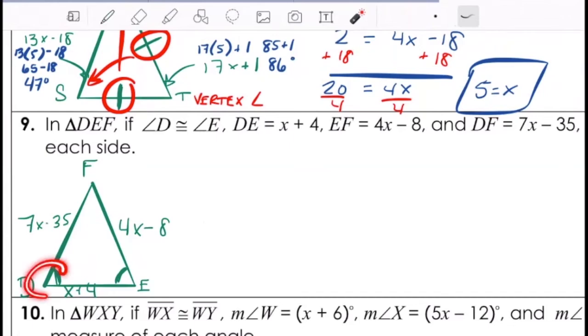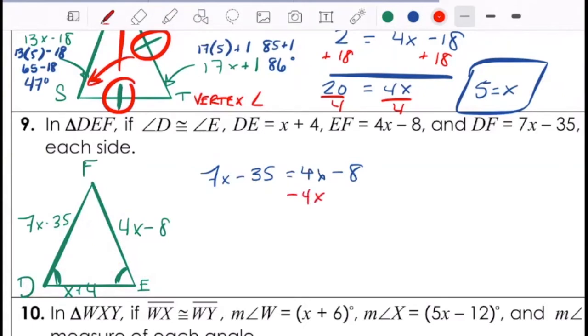So remember, guys, if these angles are congruent, that means their opposite sides are also congruent. So we can set these two sides up equal to one another and solve for x. So 7x minus 35 equals 4x minus 8. Subtract 4x from both sides. 3x minus 35 equals negative 8.